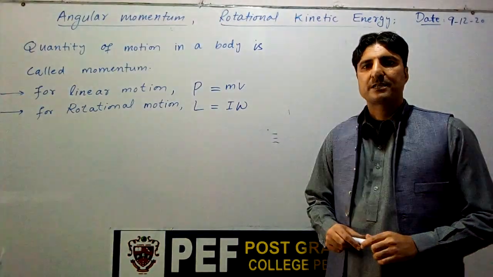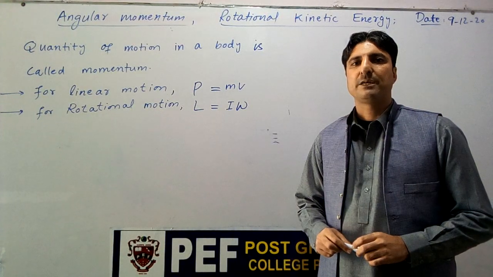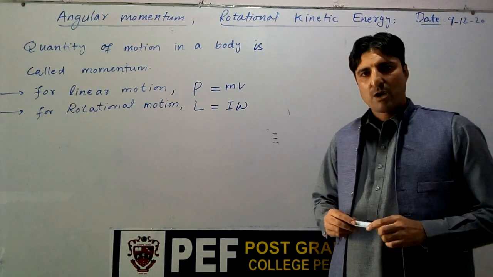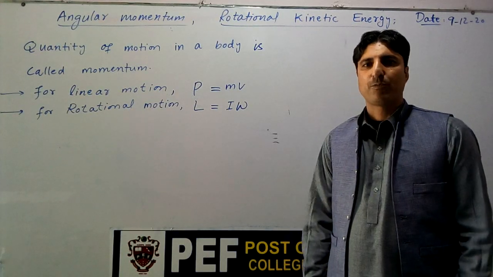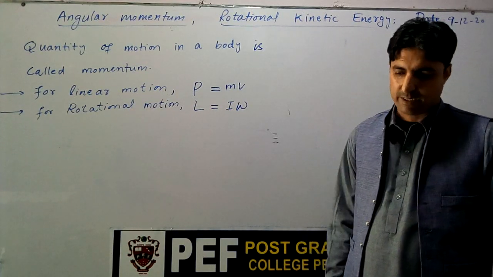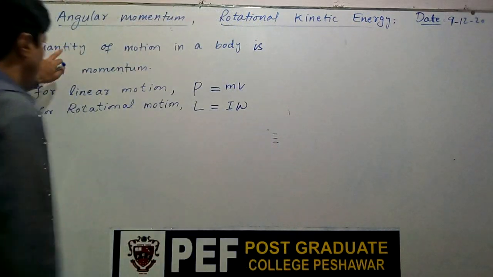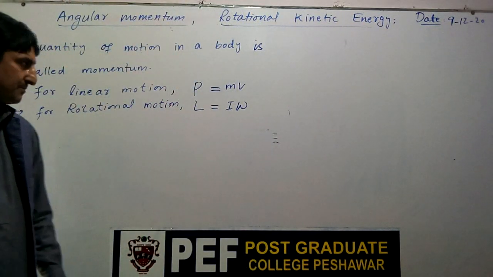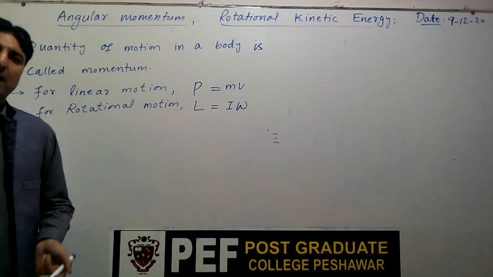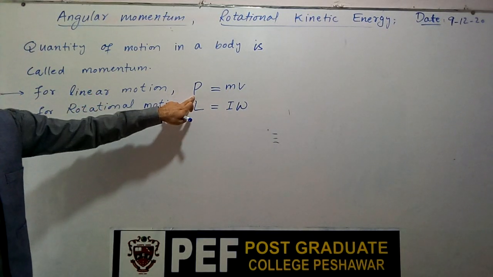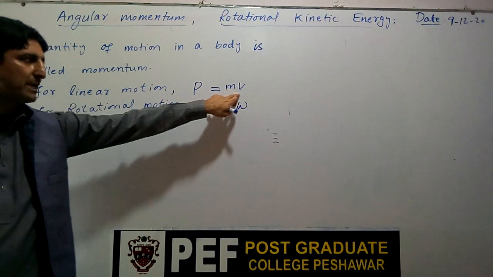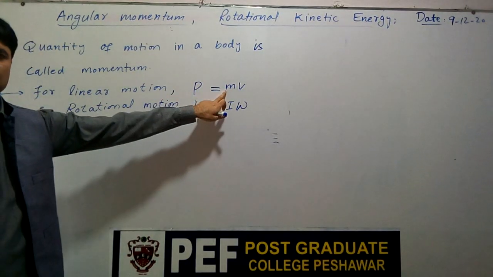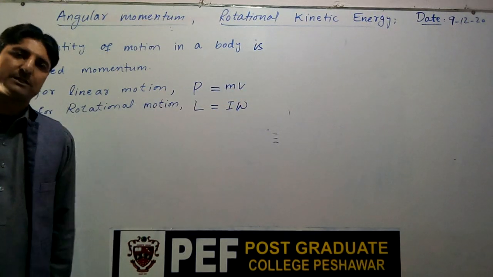Now, before starting angular momentum, let me explain momentum first. What is momentum? You know from your previous knowledge that momentum is the quantity of motion in a body. So we can define momentum as the quantity of motion in a body. Now if the motion is linear, we say that this is linear momentum, which is given by P equal to mV. P represents linear momentum, m is the mass of the body, and V is the speed or velocity of the object.